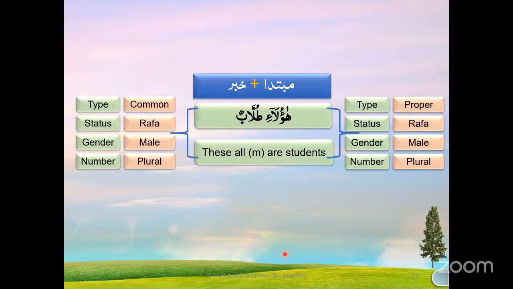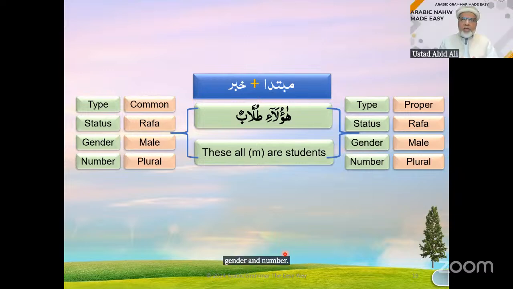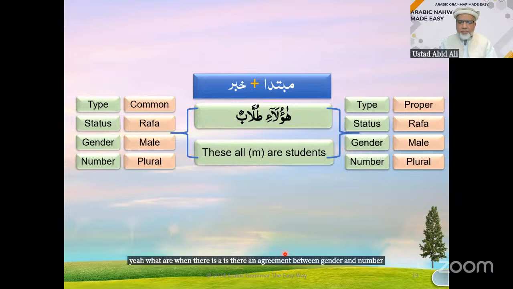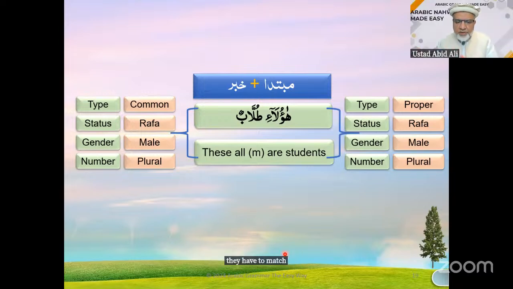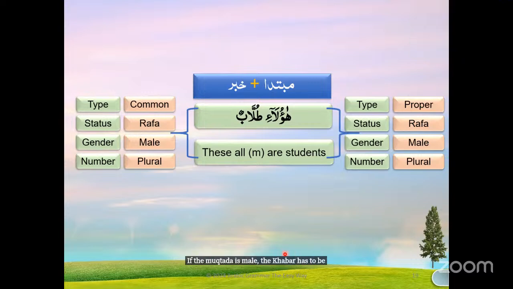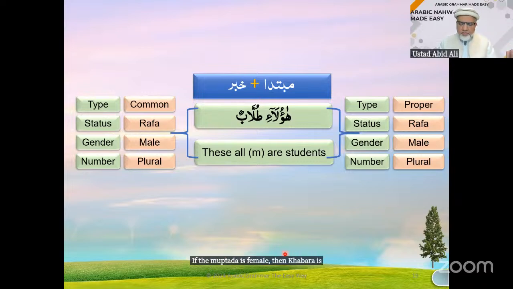With gender and number, is there an agreement? They have to match. There is a relationship between them. If the mubtada is male, the khabar has to be male. If the mubtada is female, then the khabar is female. If plural, then plural.